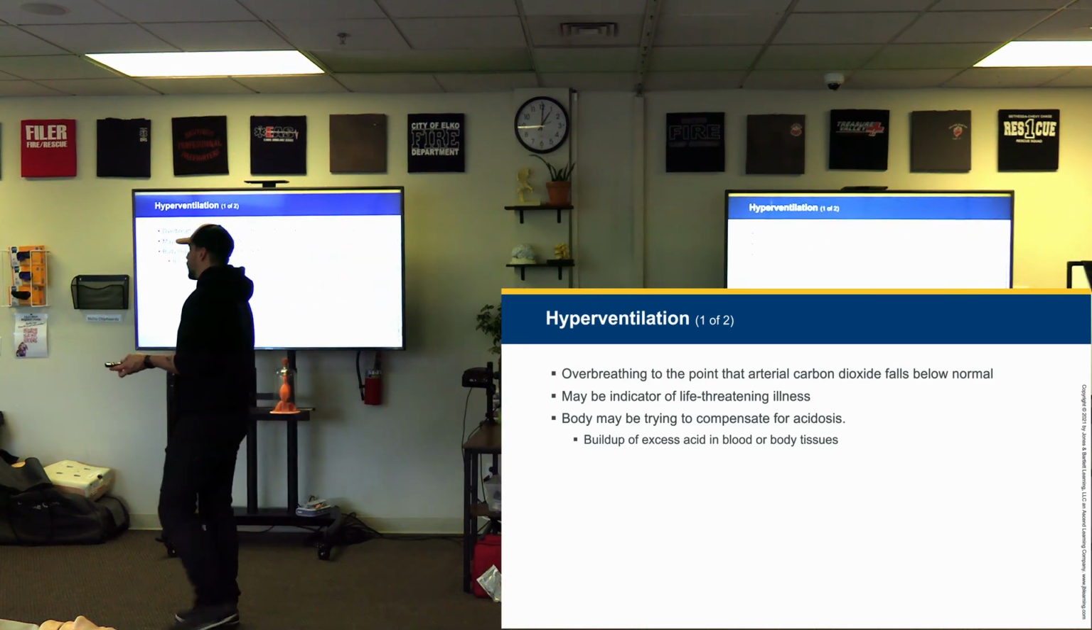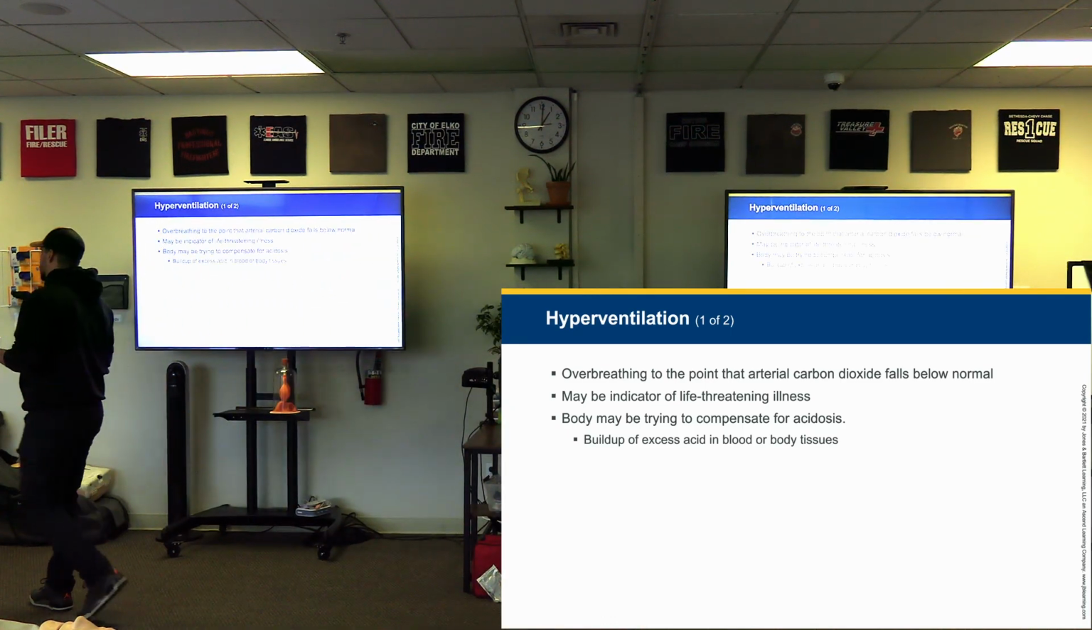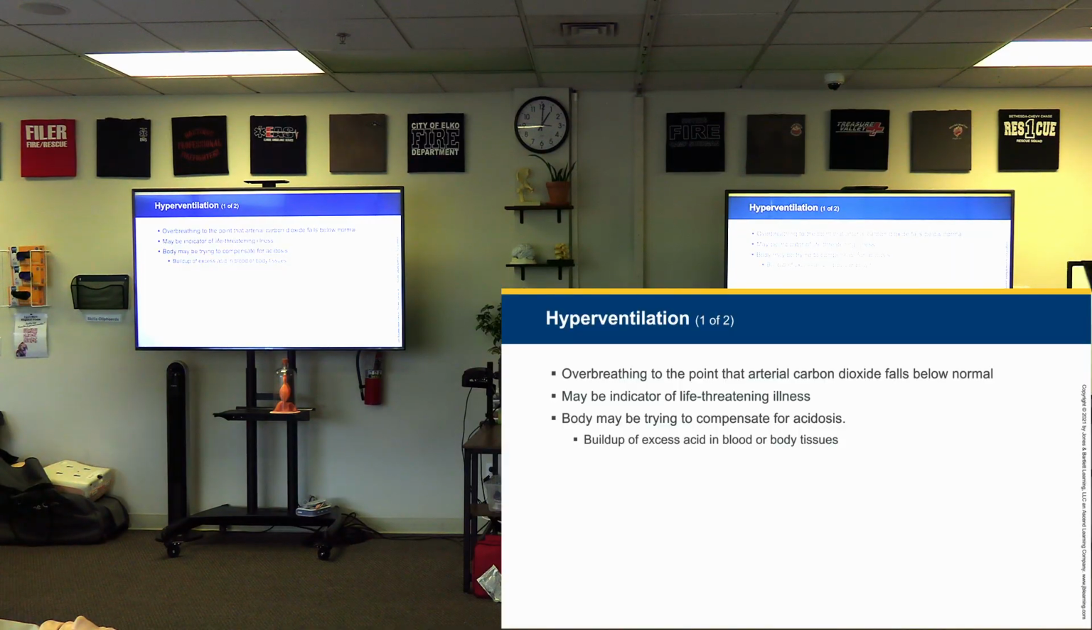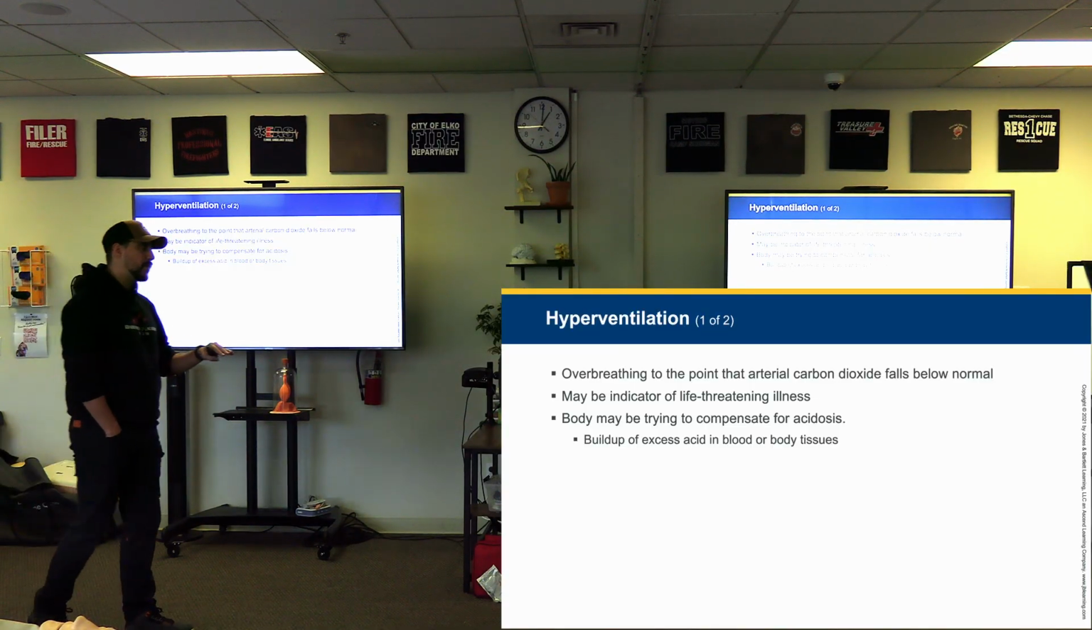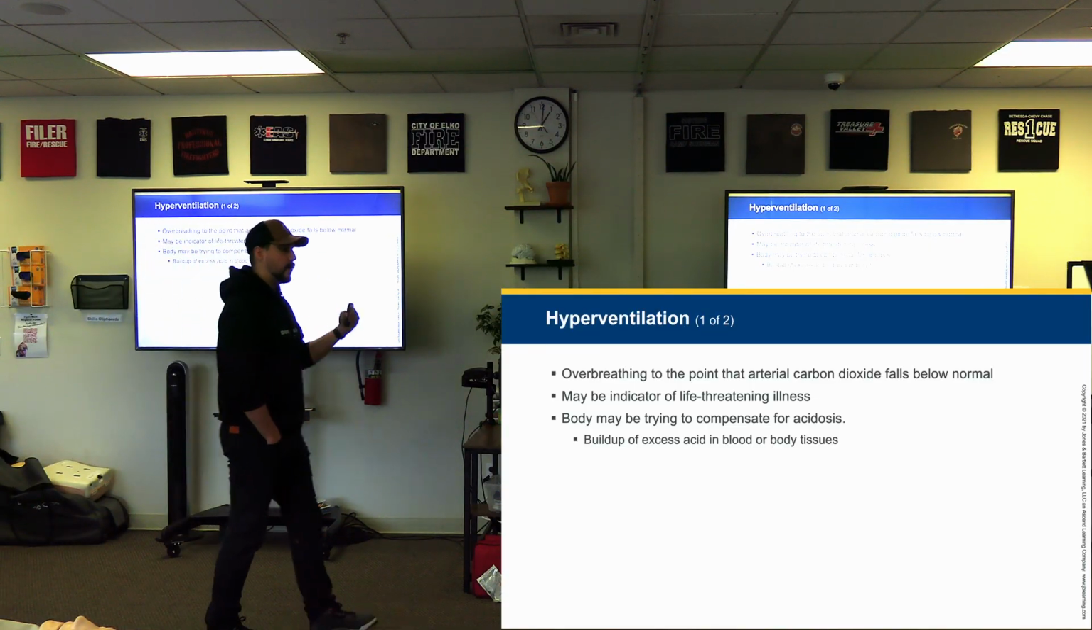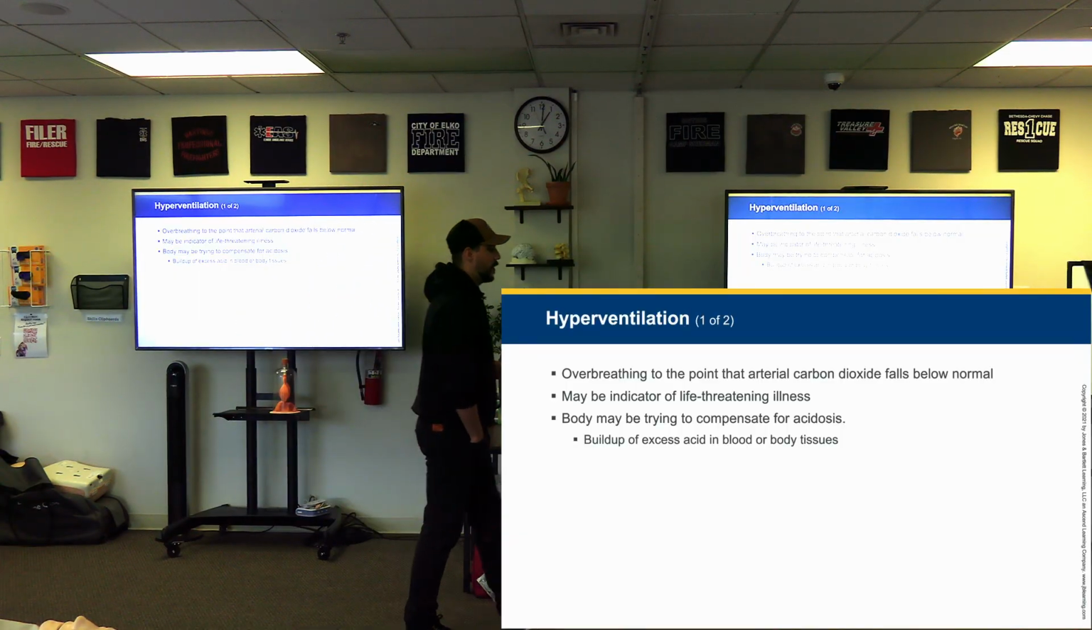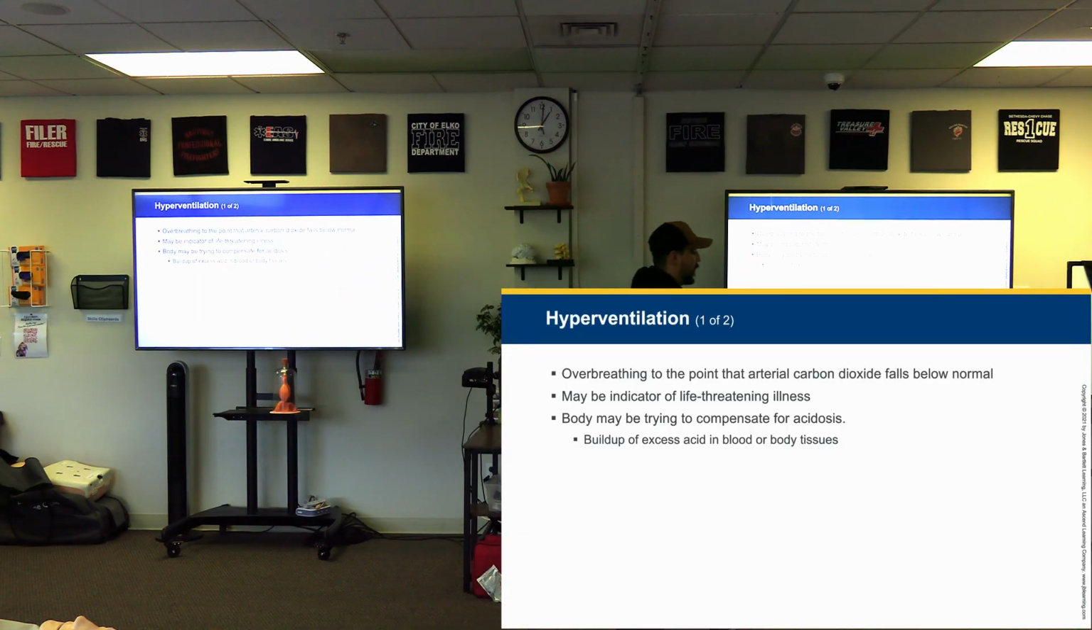The body may also be trying to compensate for acidosis, right? Because remember, CO2 in our body is an acid. So by breathing CO2 off, we're raising our pH. Now you can overdo it. You can definitely overbreathe and hyperventilate to the point that they become alkaline almost, or their body pH starts to rise.